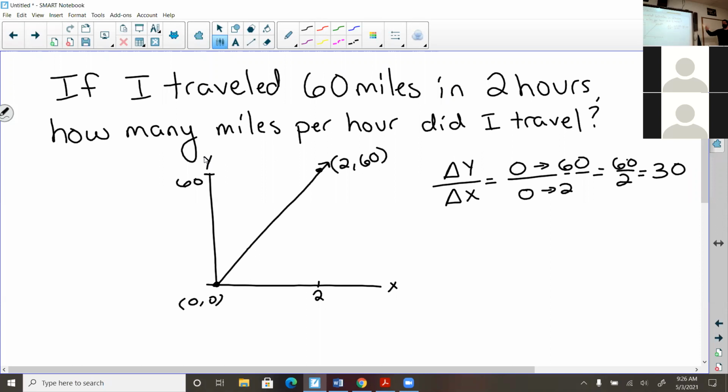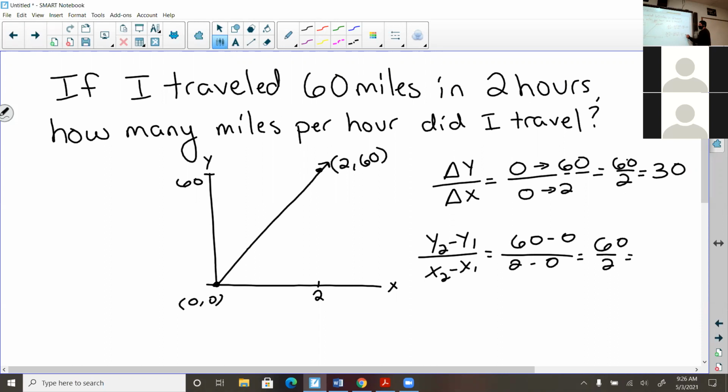So this is how you can do the math without using the formula. You just think, all right, I went from 0 to 60, so that's a change in 60 miles. And I went from 0 to 2, so that's a change in 2 hours. So 60 over 2 is 30. If you wanted to use the formula, y sub 2 minus y sub 1 over x sub 2 minus x sub 1, then that would be 60 minus 0 over 2 minus 0, or 60 over 2, which would give us 30 as well.